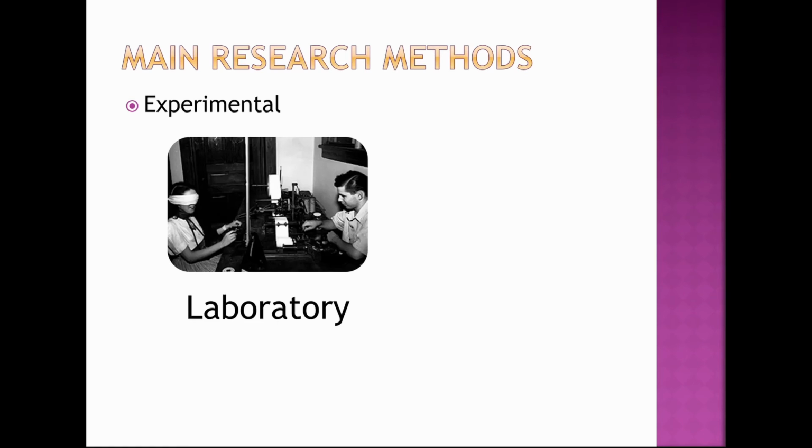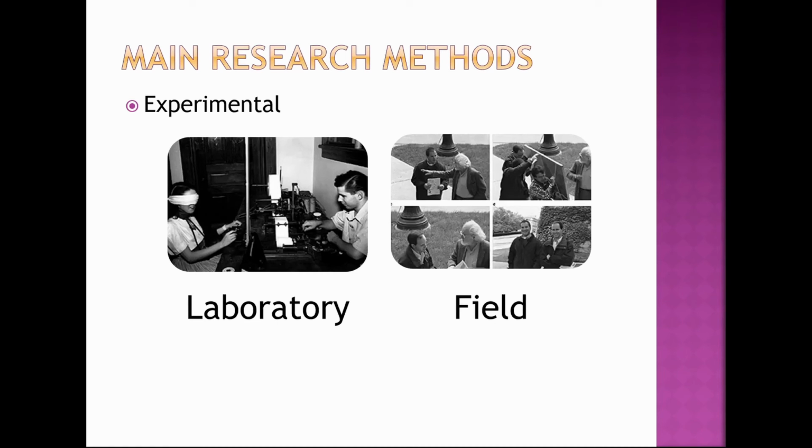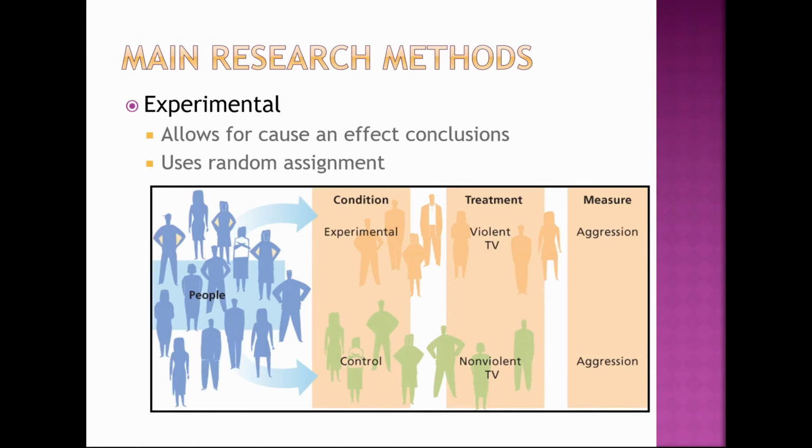Experimental research can be done in the lab, or it can be done out in the field. Done in the laboratory, you're going to have a lot more control over everything. And so your causal interpretation will be a lot stronger. But people might behave strangely in the lab, not typically. And so the field might be a better place to get real behavior. So it's like a real trade-off when doing experiments. The key thing about experimental research is it does allow us to establish a cause and effect conclusion.